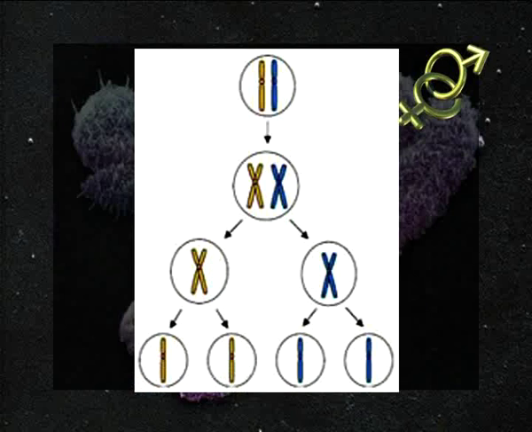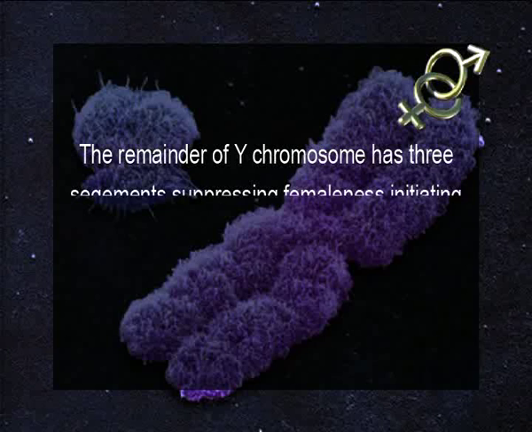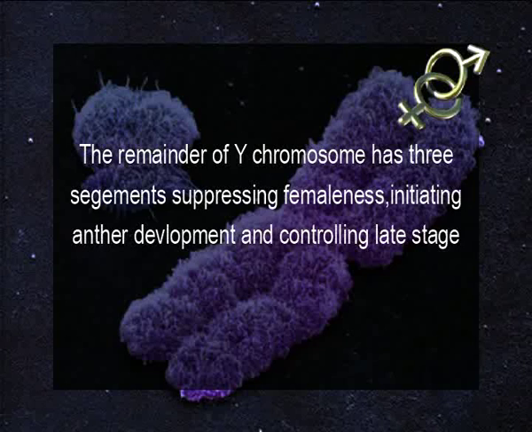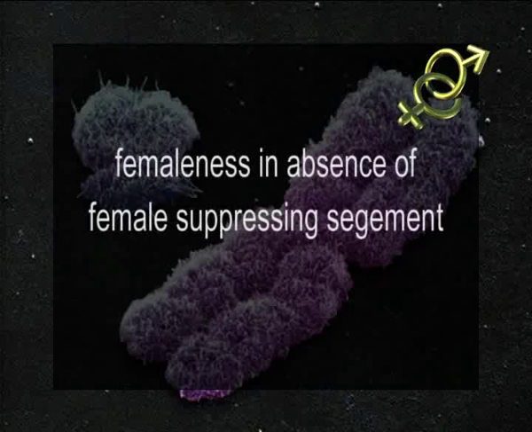The different segments of Y and X chromosomes have been identified, which control the different stages of development of sex organs. The X and Y chromosomes have a common segment 4, which helps in pairing and regular disjunction of X and Y chromosomes during meiosis. The remainder of the Y chromosome has 3 segments, suppressing femaleness, initiating anther development, and controlling the late stage of anther development. The X chromosome has a differential segment 5, which promotes femaleness in the absence of the female suppressing segment 1 on the Y chromosome. The sex of an individual is determined by which paternal sex chromosome, X or Y, is inherited at fertilization.